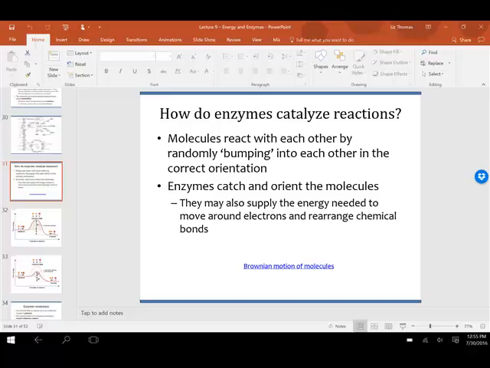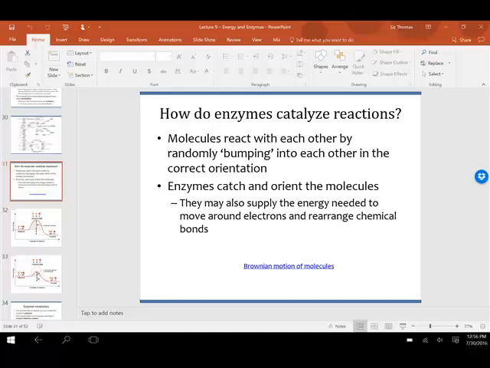So not only do enzymes catch and orient molecules, they may supply the energy needed for those molecules to actually rearrange their chemical bonds, to donate electrons to each other, etc. Now the thing about chemical reactions in general, not just enzymatic reactions, but all chemical reactions, is that they increase with temperature. The higher the temperature, the faster molecules are moving.